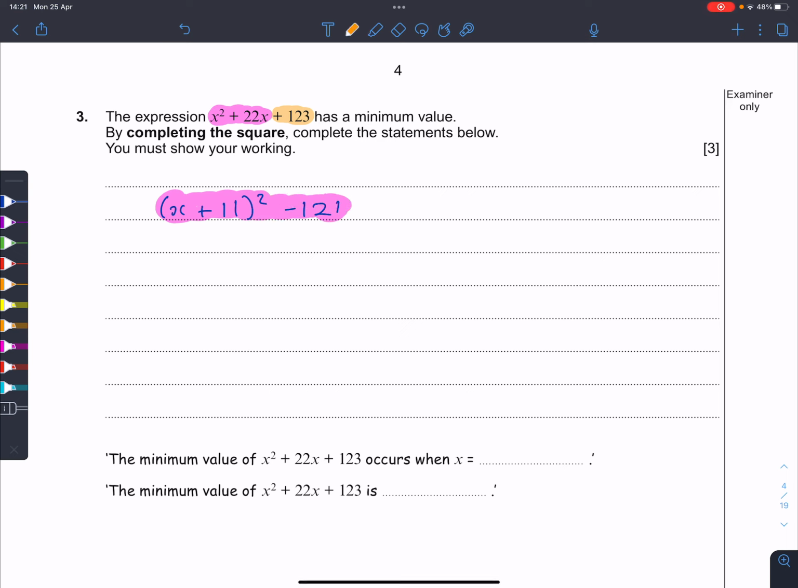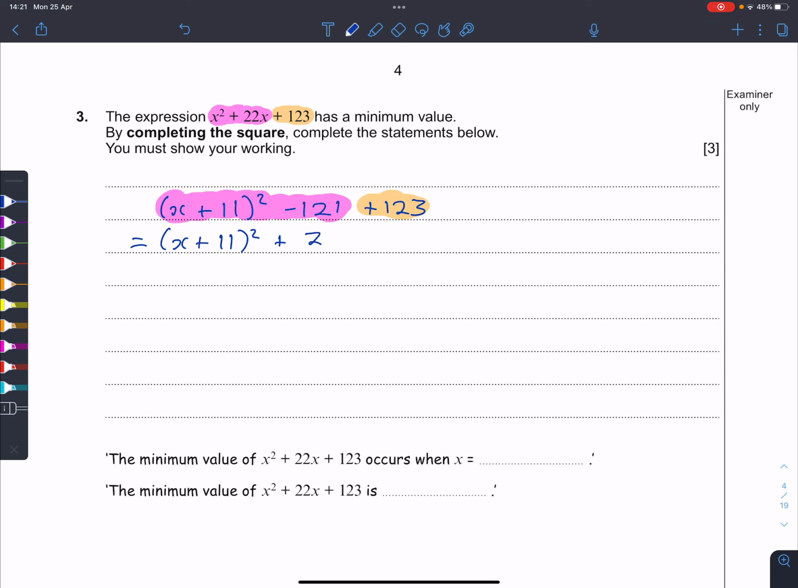But I also have this plus 123, which is separate. Now you can do this all in one go. I just like to think of it like this. So this then becomes (x plus 11) all squared, and 123 take away 121 is plus 2.